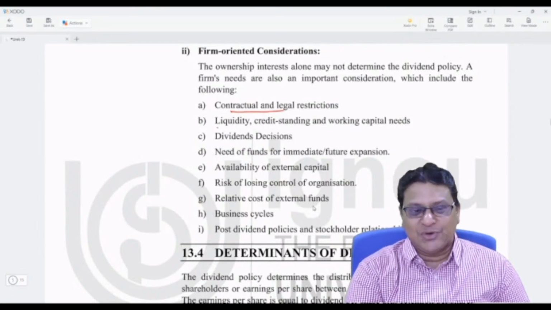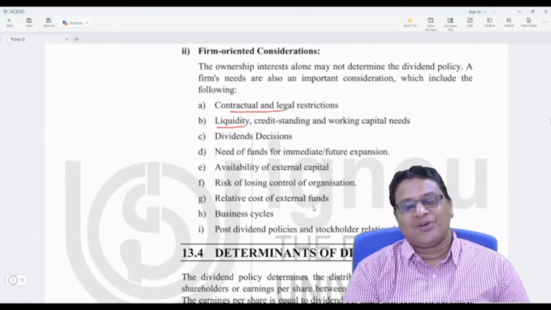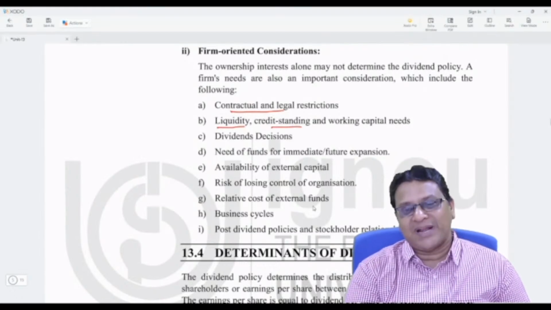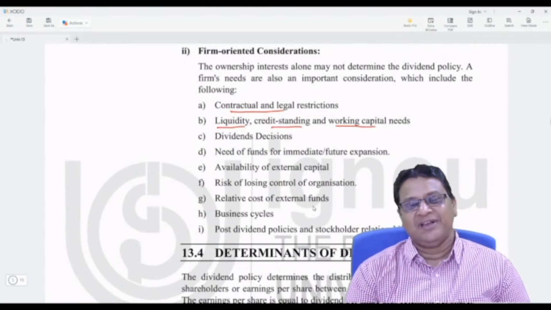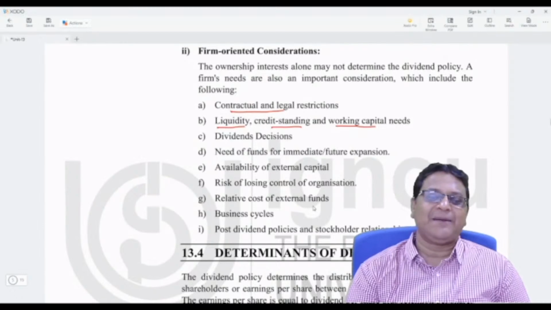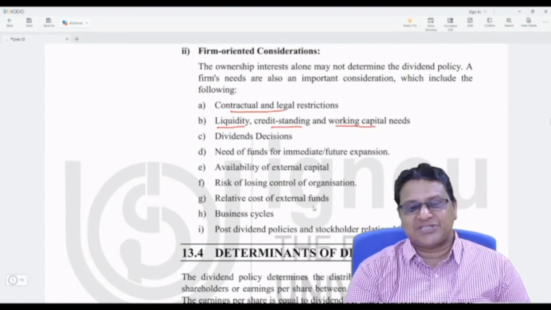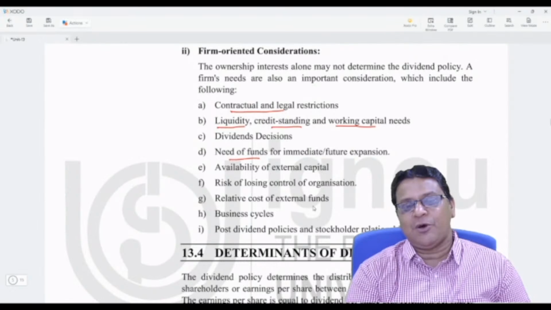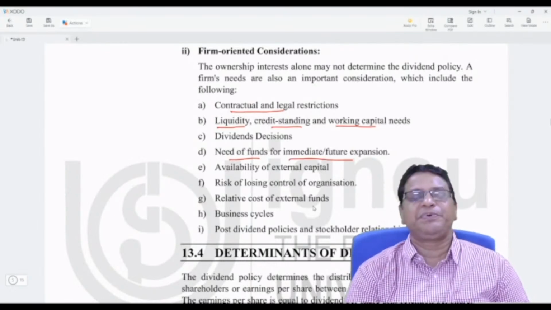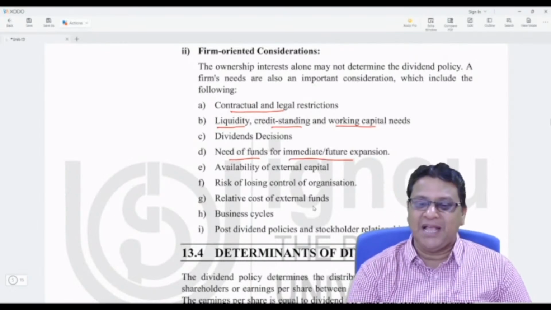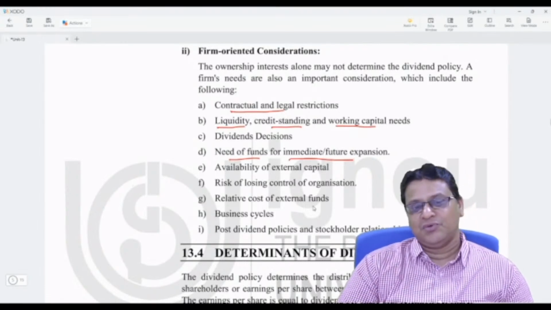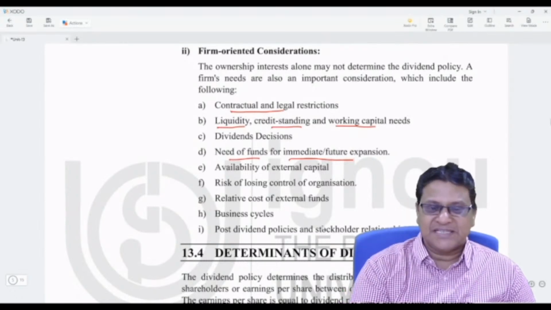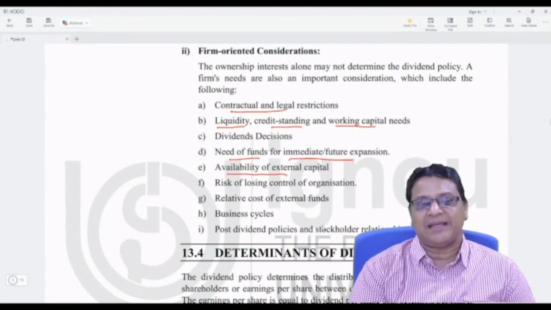Next one is the liquidity requirement of the company, credit standing of the company, and working capital needs of the company. Next, what is the need of funds for immediate or future expansion? Whether the company has some future expansion plans or not. Next, we have to analyze availability of external capital.